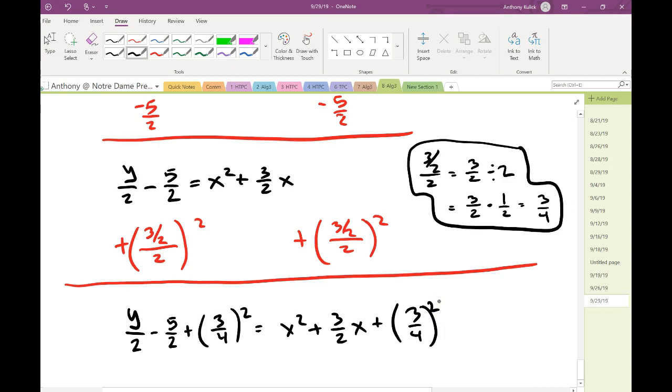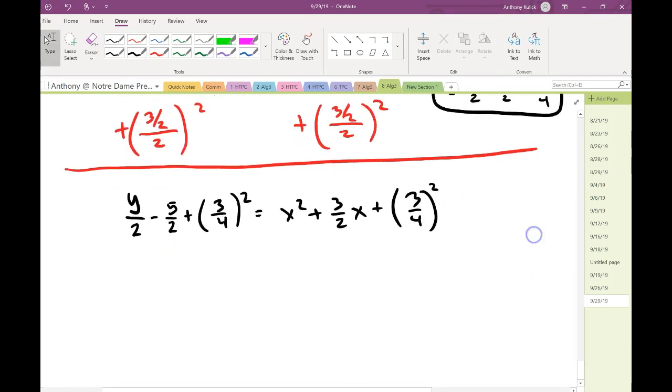I didn't want to do too much fraction stuff too quickly there. So I wrote it down as 3 over 2 over 2 to show you kind of how you would have to go about simplifying that. Is everybody okay with that? All right.